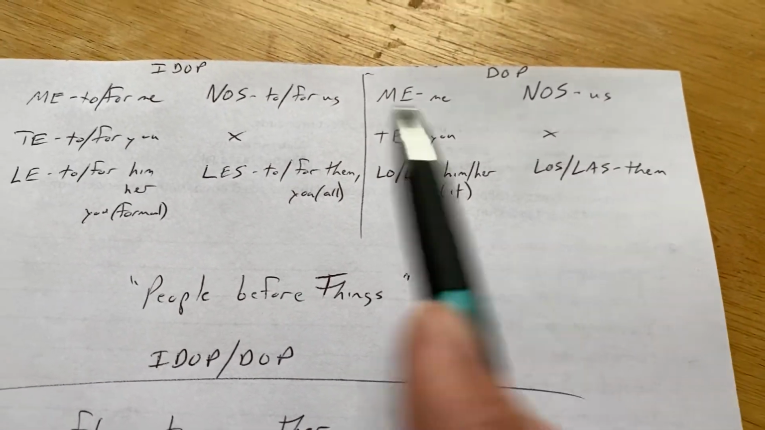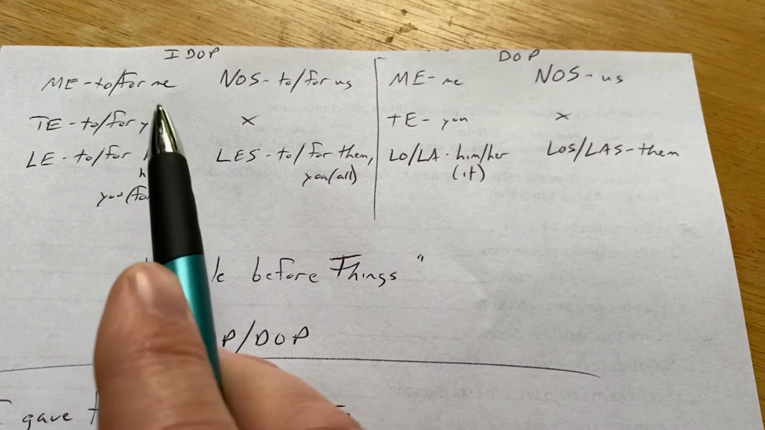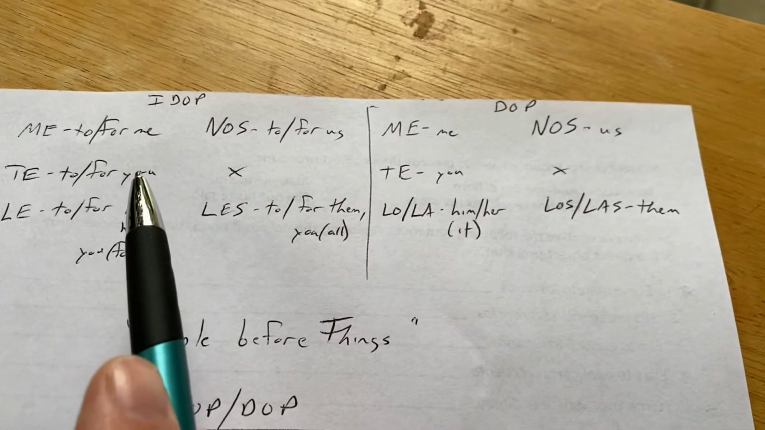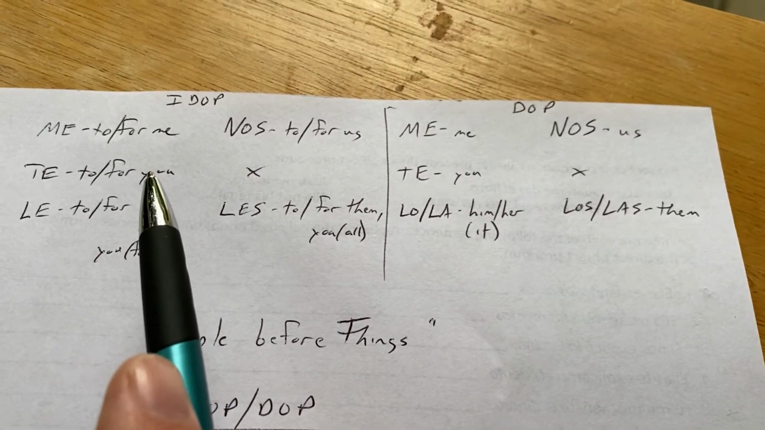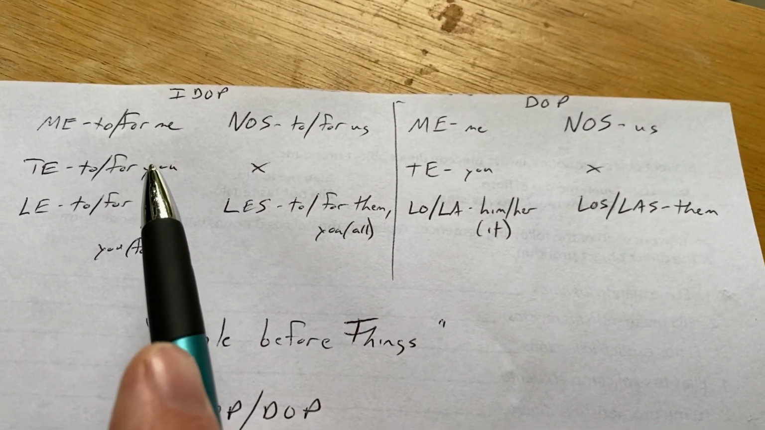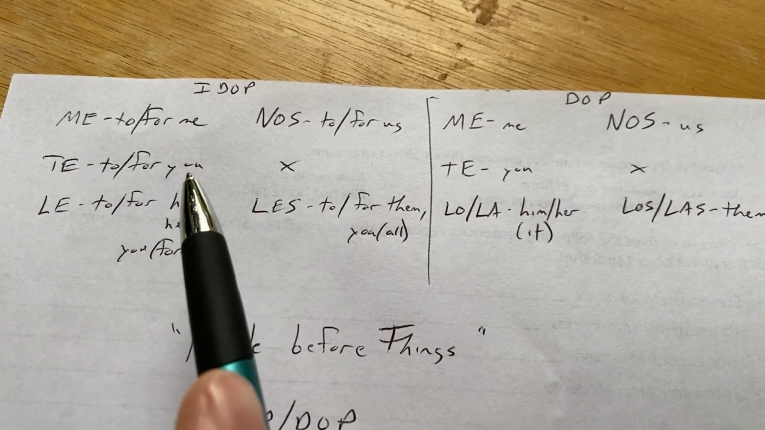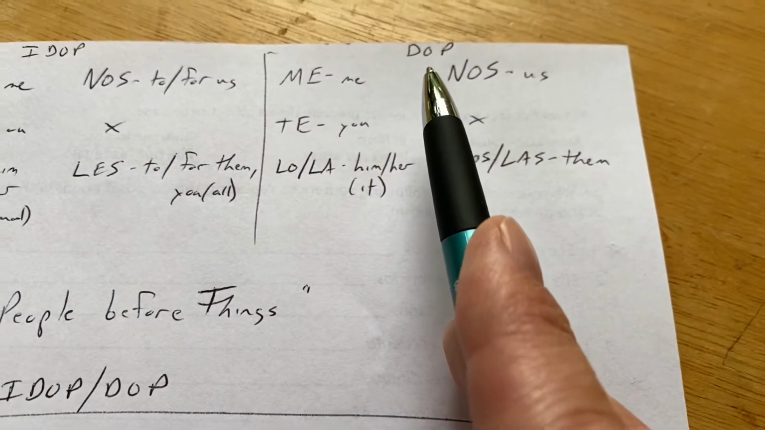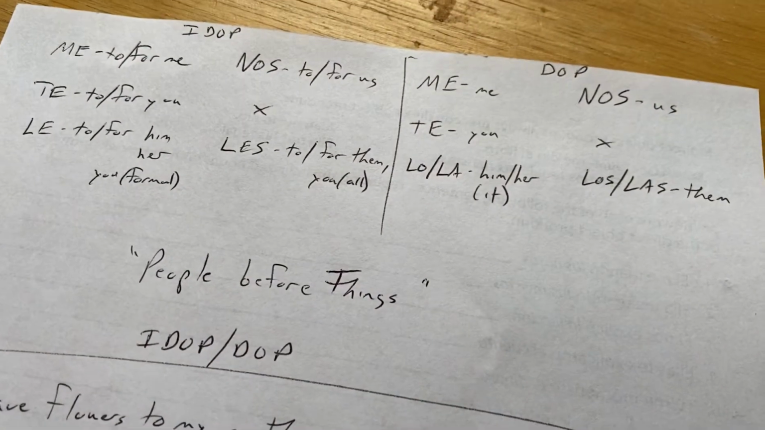Now, indirect objects tell you to or for whom something is intended. Again, who is this gift for? If I give you a grade, what am I giving? I'm giving a grade. That's the direct object. But who am I giving it to? I'm giving it to you.